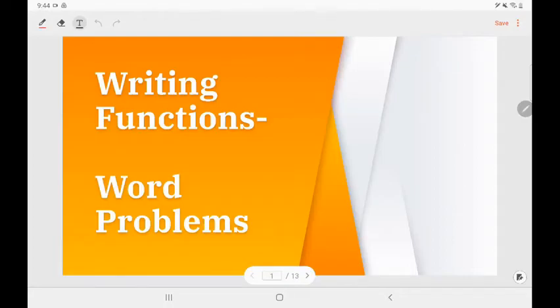Today we're going to be writing functions again, but this time we're going to be writing them from word problems. Before we get started, I just want to let you know that there are 4 different types of linear equation word problems, and we're going to look at each of those separately.